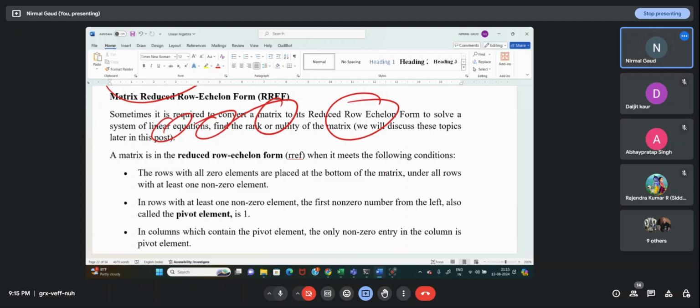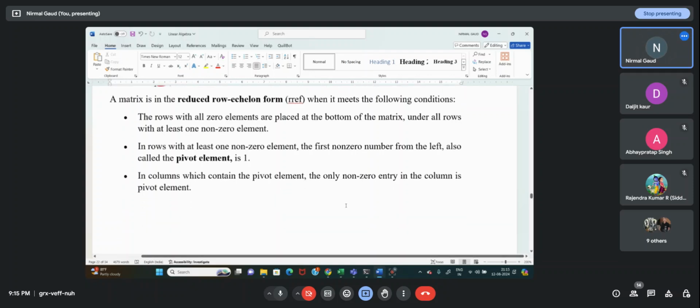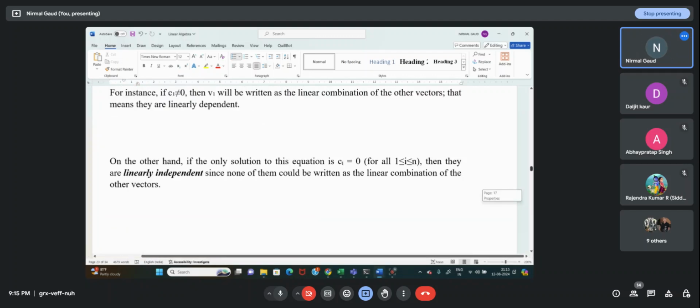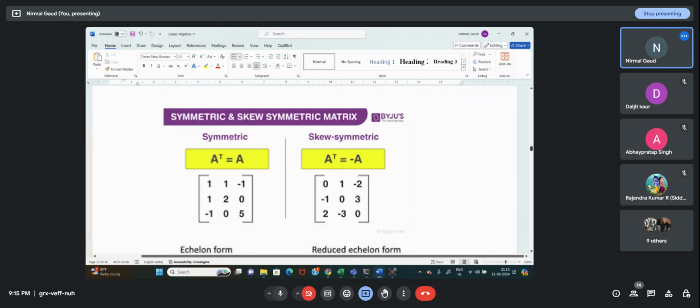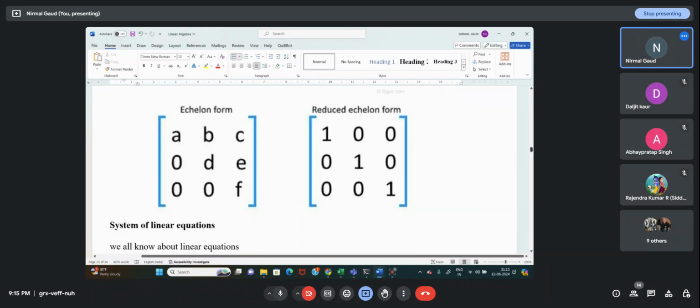And for that, you are representing data in the form of a matrix, and you apply some operations. What operations? Let me show you again. Euclidean, non-Euclidean. Here, in this document only, Euclidean and non-Euclidean form. Yes, look, here it is. This is Euclidean form, and this is reduced Euclidean form.